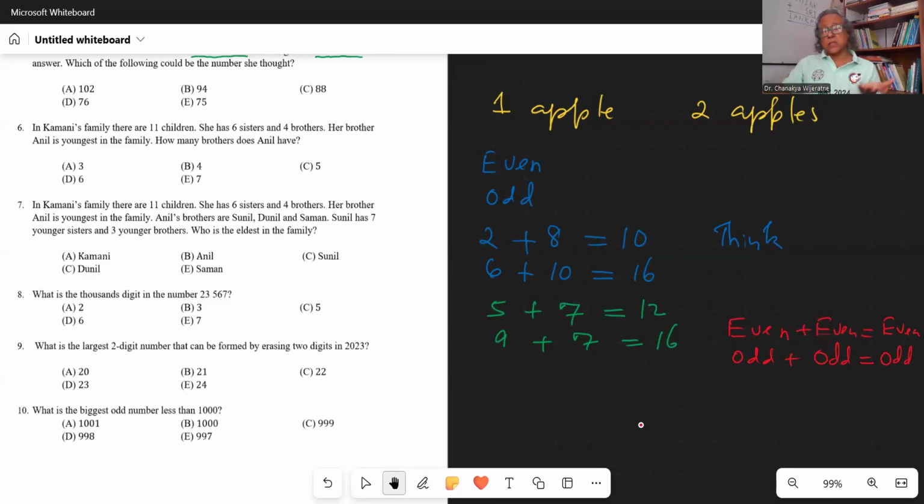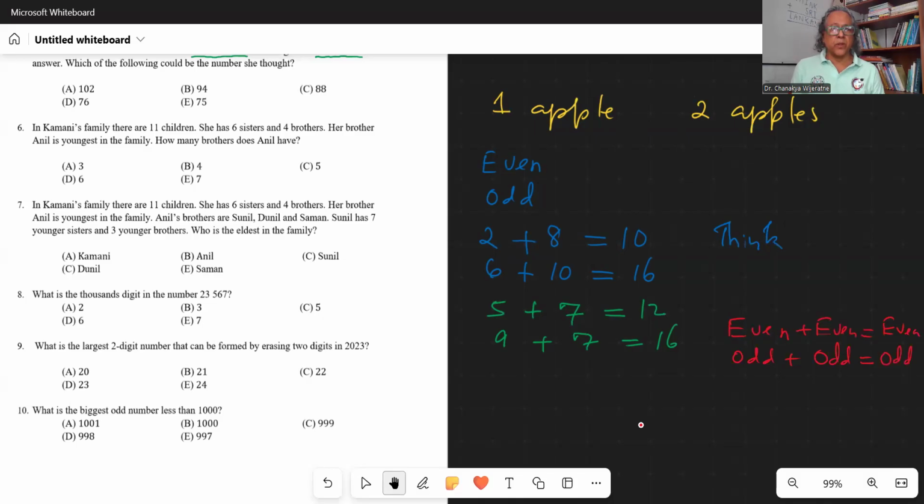Now, if a Martian sees this, he will think this is very odd. Because how can it be even plus even? Two words, and there's a plus sign. But we know what it means. What it means is that an even number plus an even number is an even number. So as long as we know what we are doing, that's fine. We don't care about what the Martian would think.